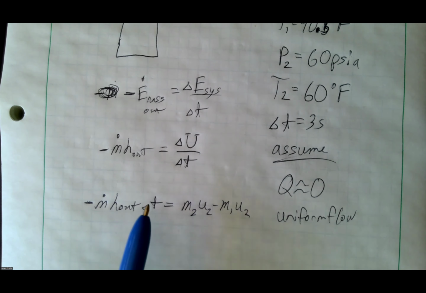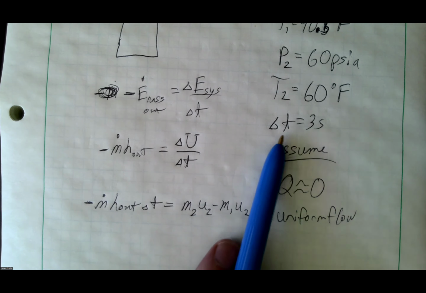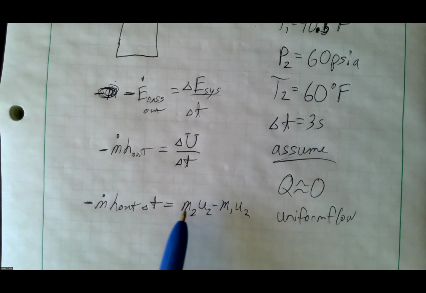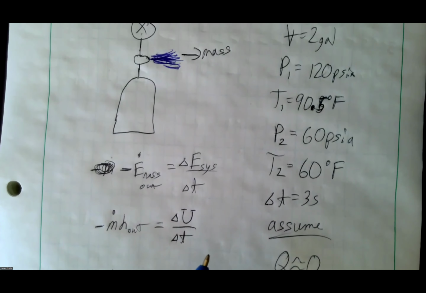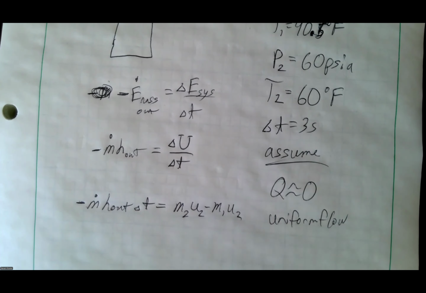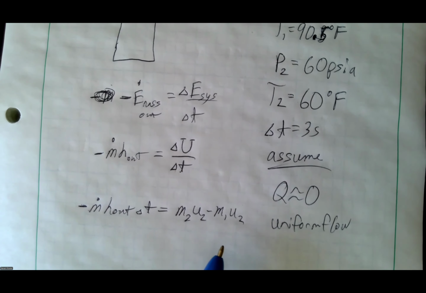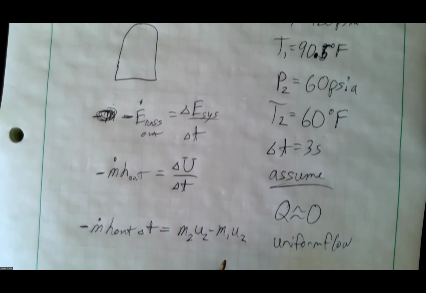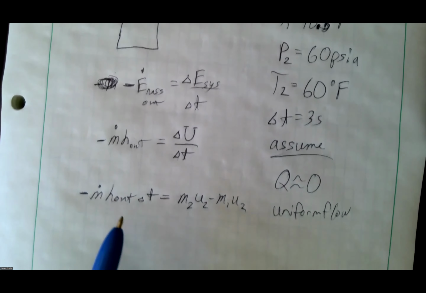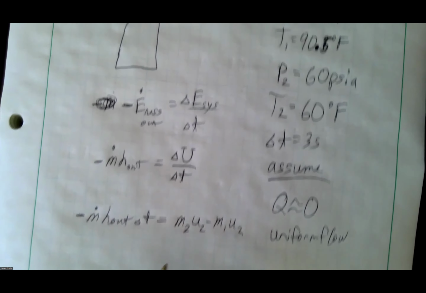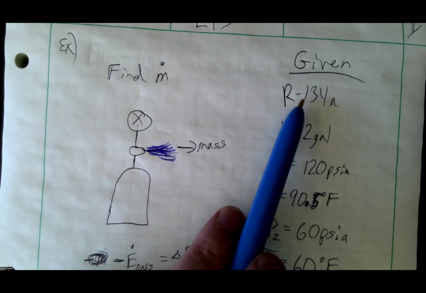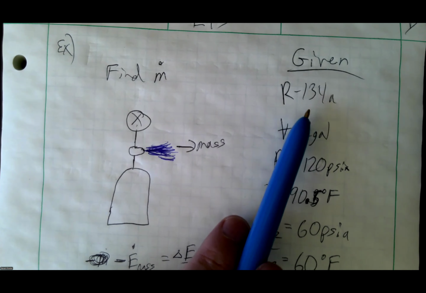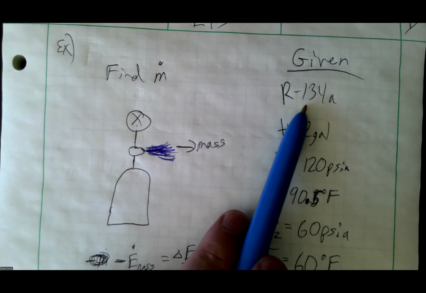H out is a property. Delta T is given. I don't know the masses. What about the U values? Well, the properties H and U are all going to be properties. That means I have to follow the rules for whatever the substance is. The first question when I'm trying to find unknown properties is, what is my substance? Well, my substance is R134a. So I have to follow the rules that we've talked about for finding properties of R134a.